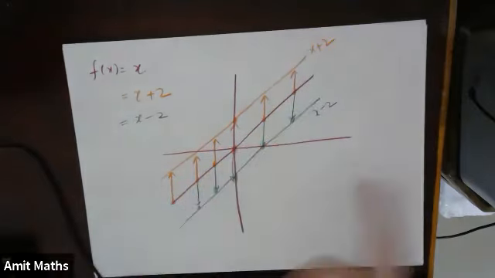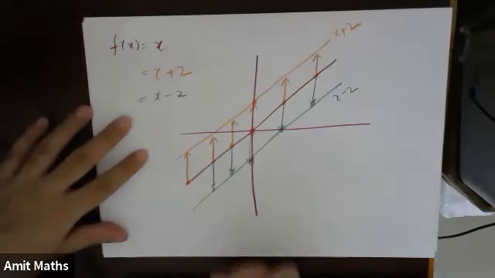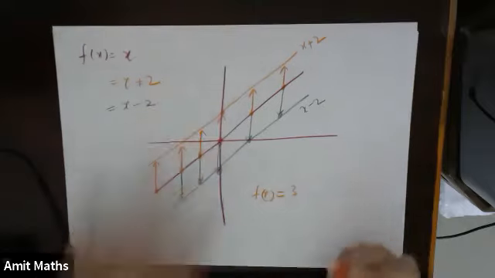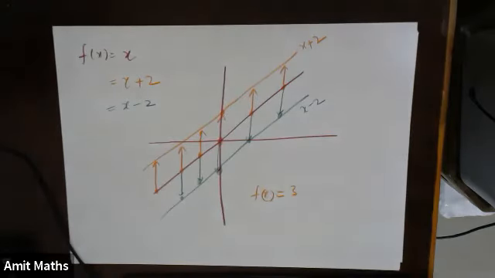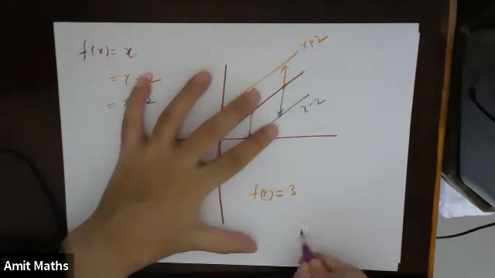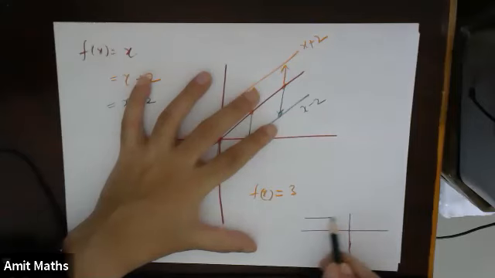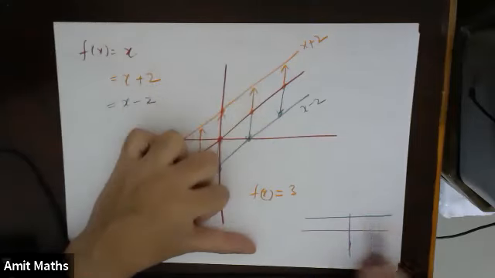A more basic example: suppose f of x is a constant, f of x equals 3. If I draw the graph of f of x equals 3, it is something like this. This is y equals 3.